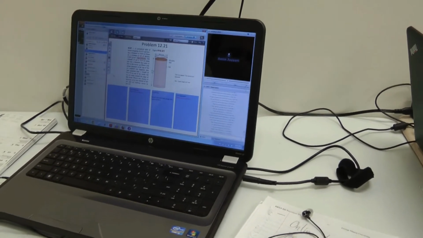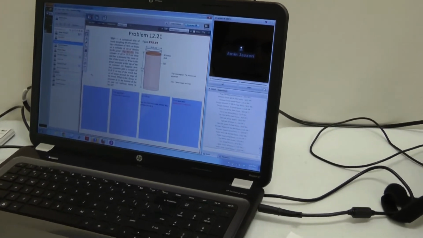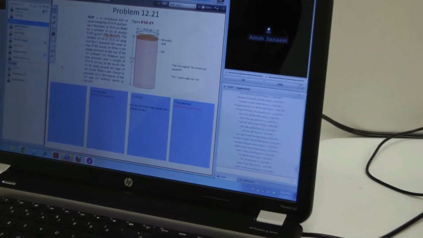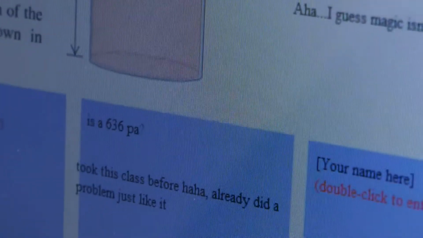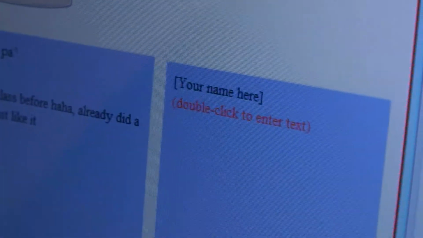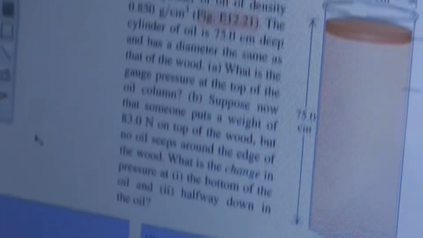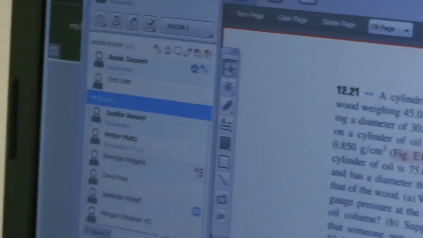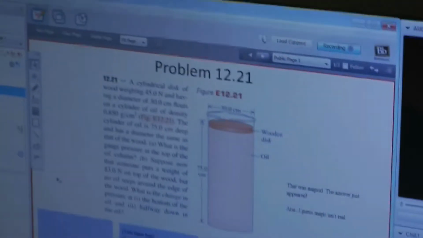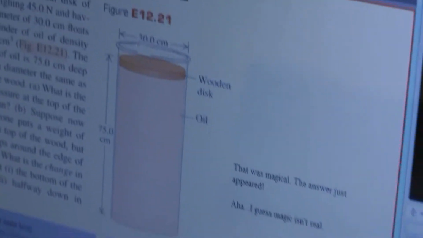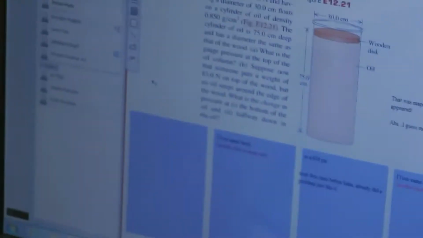Where's this answer that appeared? The 636? That's the answer to part A. We don't want to see that though, we want to see the work. This is a cool screen. Don't forget to convert the units. Nice. Good on that guy.